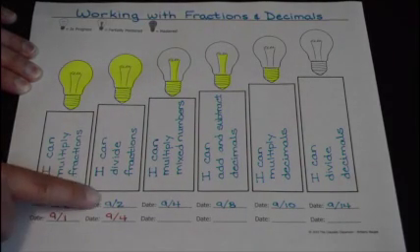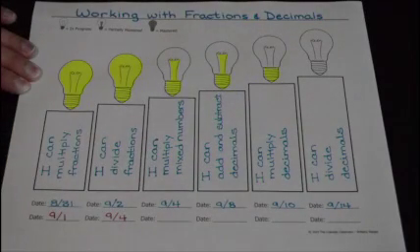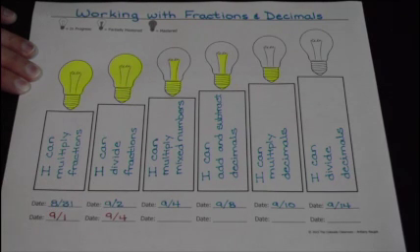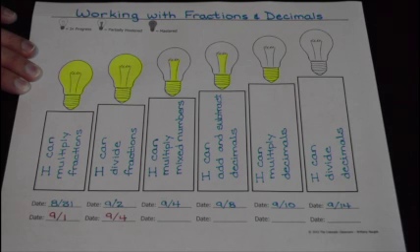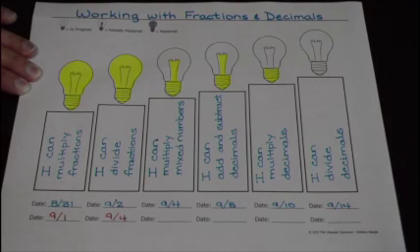On the top date line is the date that the class will begin working on that objective. The bottom date line is the date that the student feels that they have mastered that objective. The light bulb gets colored in by the student as they feel that they have mastered the objective. There is a guide along the top to help the student in coloring in their light bulb.